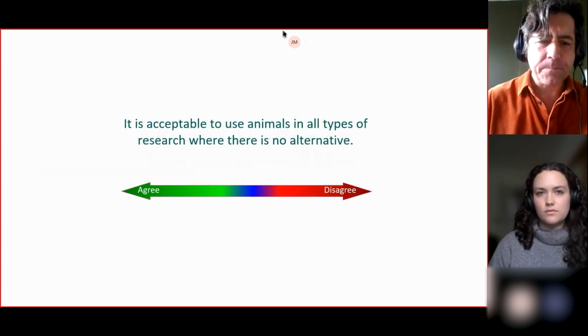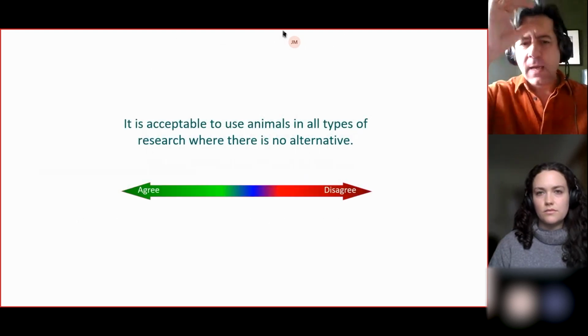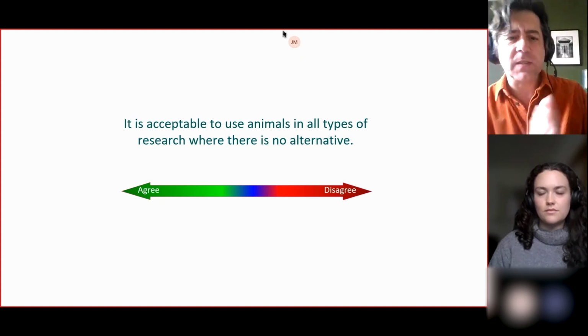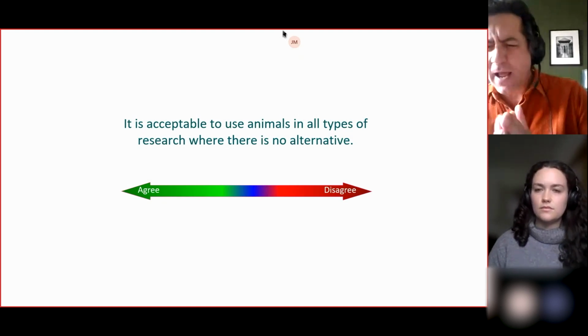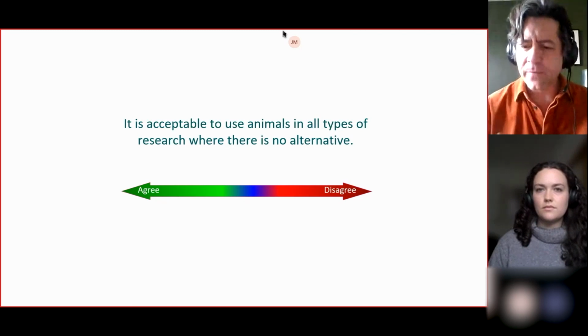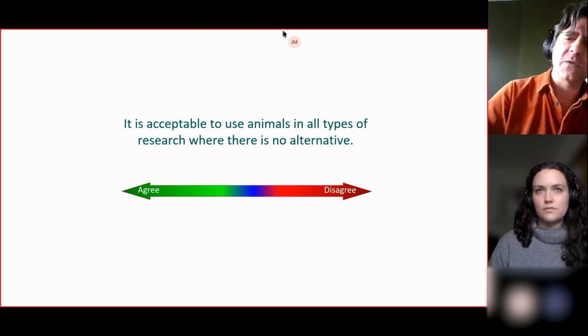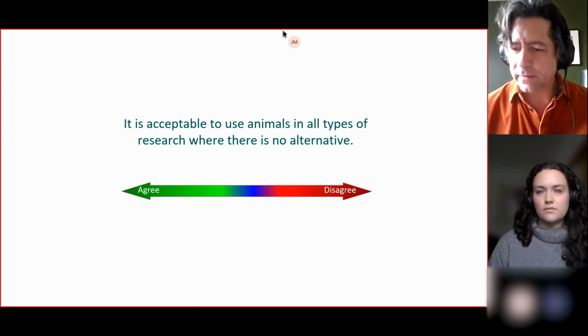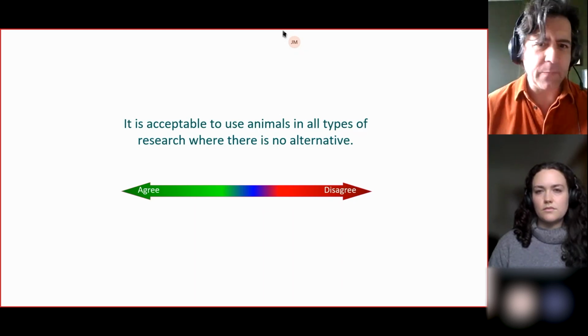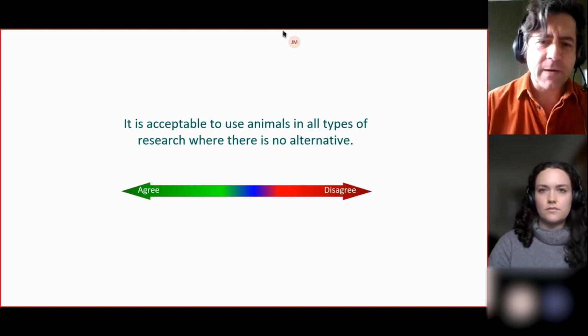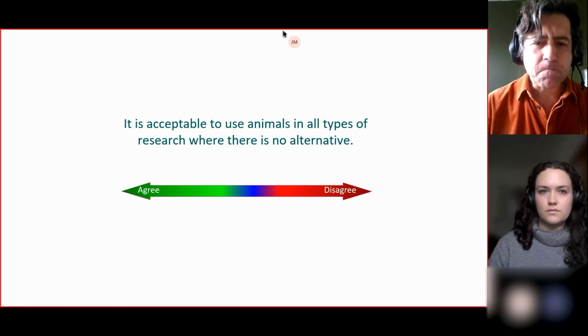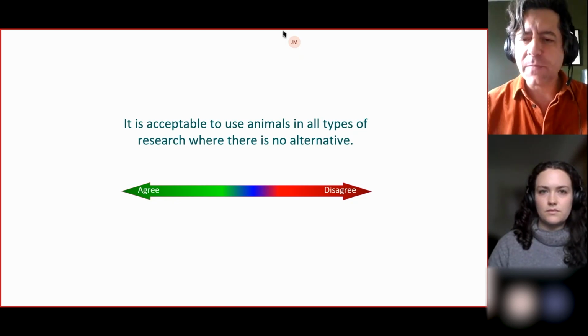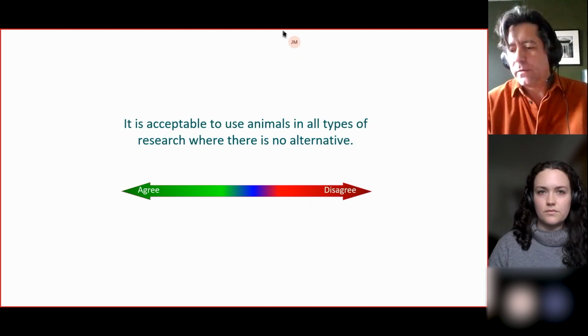Here's another one. I've just got two more of these. How about this one? It's acceptable to use animals in all types of research where there's no alternative. It's very similar to where we started, but it's not the same. Just give it a little think to yourself whether you would respond differently to this question than you did to where we came in. Just think where you came in right at the beginning. Were you thinking, yes, strongly agree, somewhere in between? Then ask yourself where you think the general public's going to be. Well, why should they be any different?